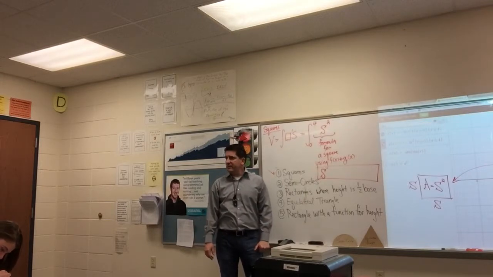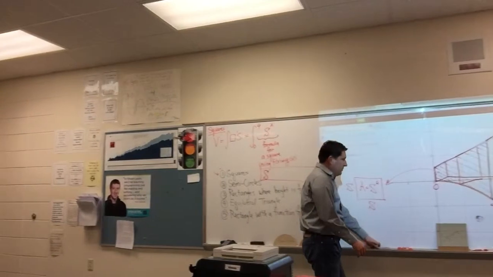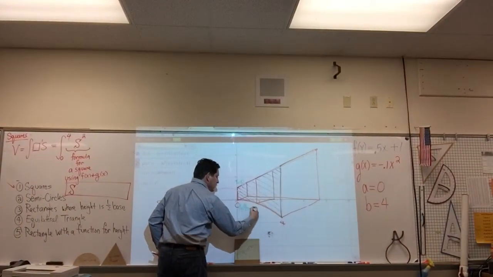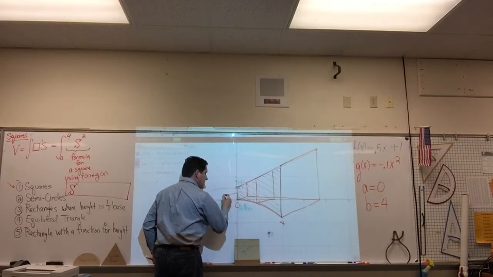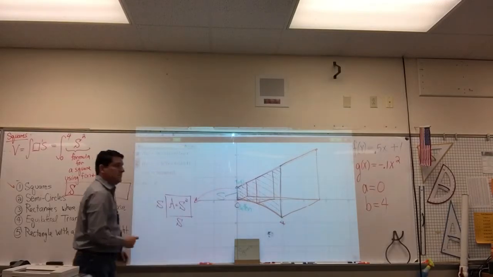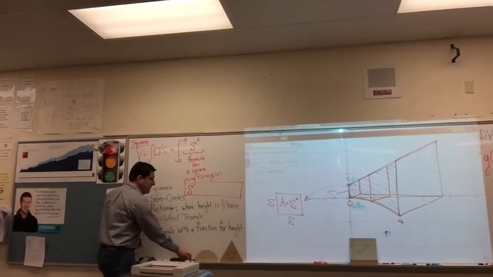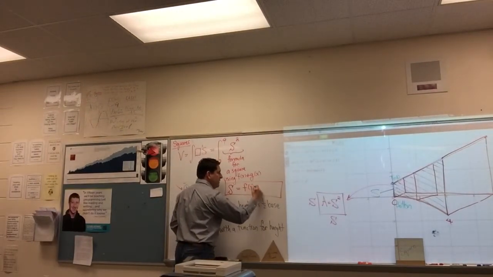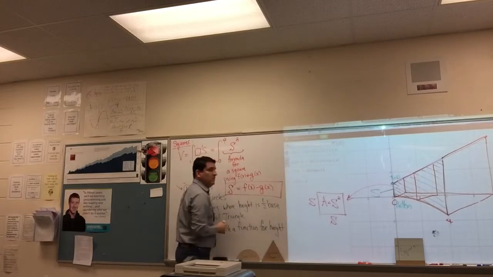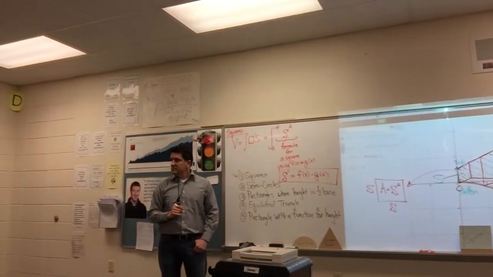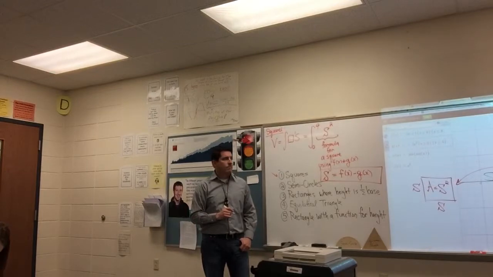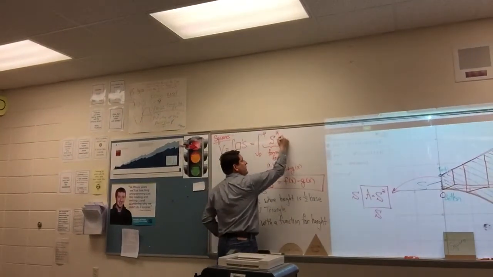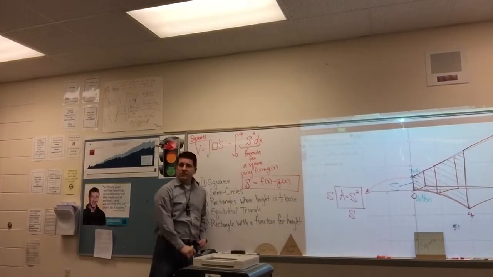F of x minus g of x, because we're doing top minus bottom. And when we do that, this is s, all the time for any given x value. So we say s is equal to f of x minus g of x. Okay? Now, this is correct. The only thing that we need now is dx.